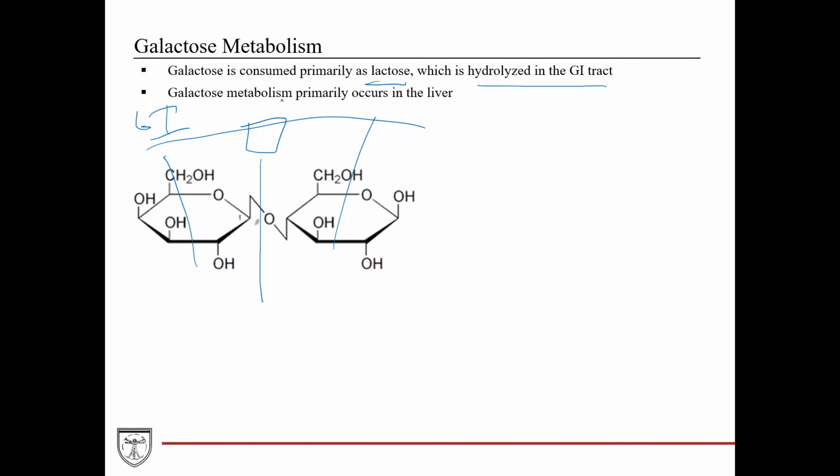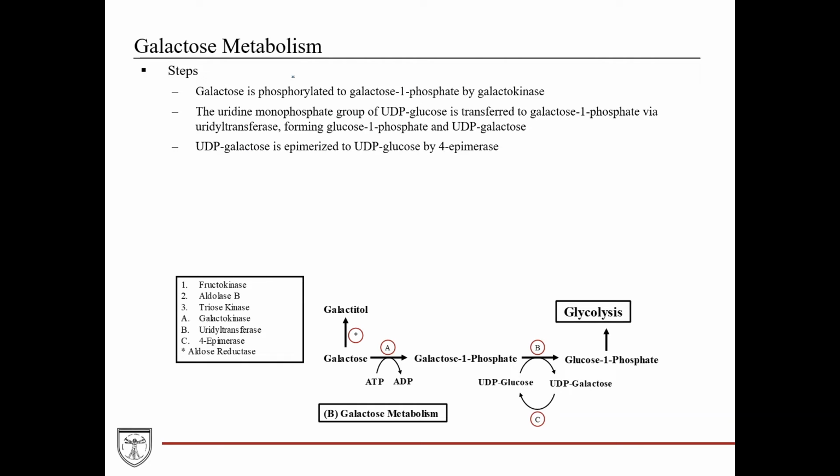And then galactose metabolism, like fructose metabolism, primarily occurs in the liver. So the steps of galactose metabolism. So just like glucose and fructose, when galactose enters the cell, it gets phosphorylated using an ATP, and it gets phosphorylated by the enzyme galactokinase. And then that converts galactose into galactose 1-phosphate. So you have a phosphate on that one position. Then you take the uridine monophosphate group of UDP glucose, found here, and transfer it to galactose 1-phosphate via the enzyme uridyl transferase.